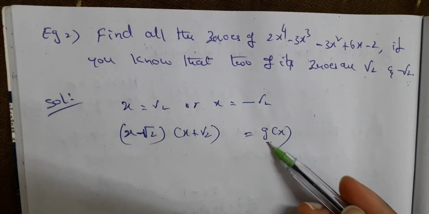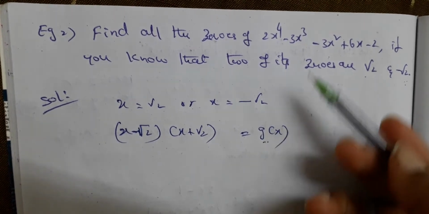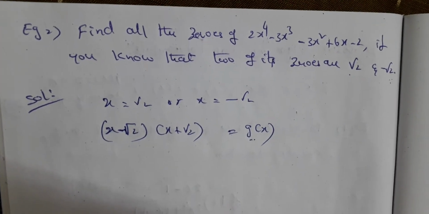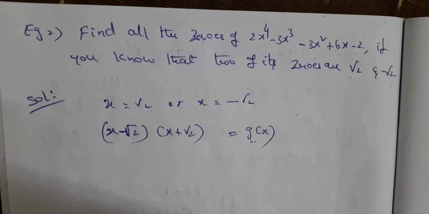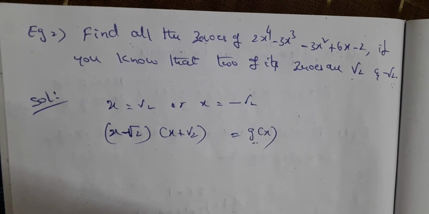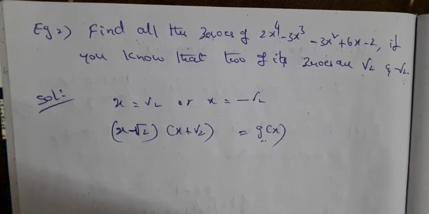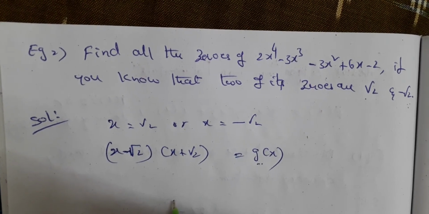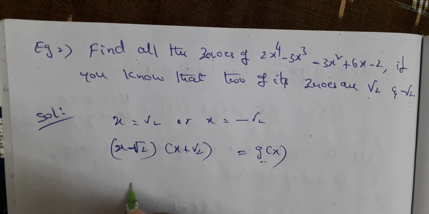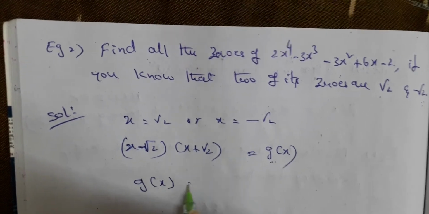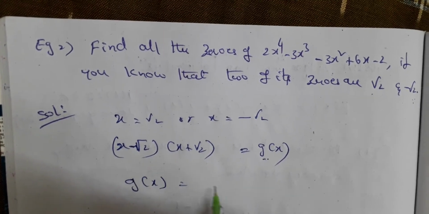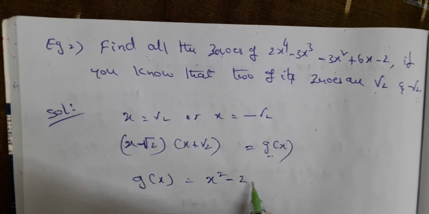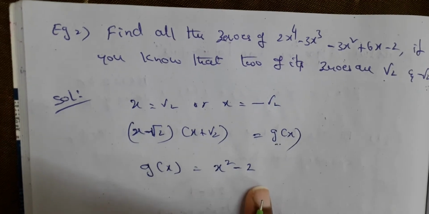Now first, we have determined g of x, we know p of x. First of all, do the long division method and find out q of x and r of x. Then afterwards we shall see how to proceed further to find the other 2 zeros. Now let us simplify this one. So g of x will be equal to a plus b into a minus b form, so a square minus b square. Root 2 whole square is 2. So x square minus 2 is g of x.